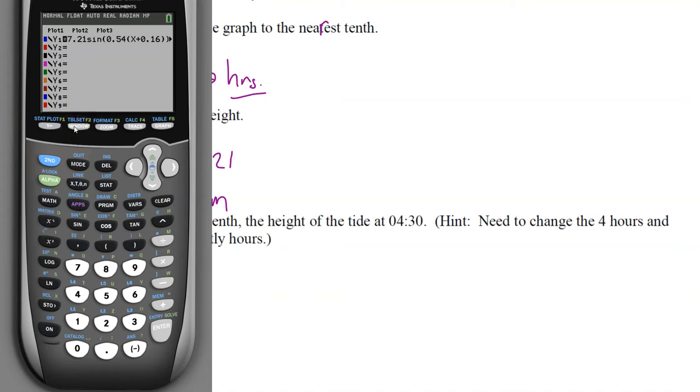State the height of the tide. Let's go set our window. So we know that the period is 12. If you're ever doing anything with your calculator and sinusoidal, pay attention to the A, B, and D values, because they're going to tell you how to set your window. So let's go by 1 hour.